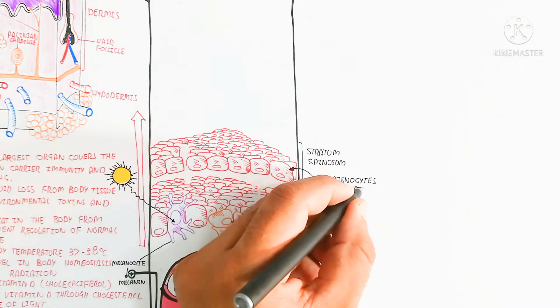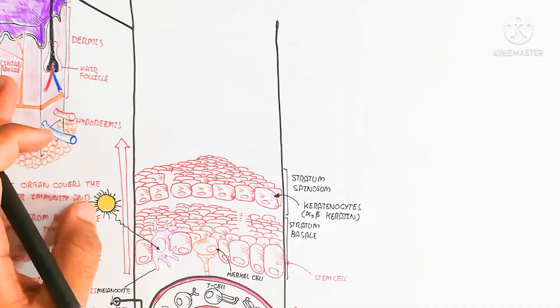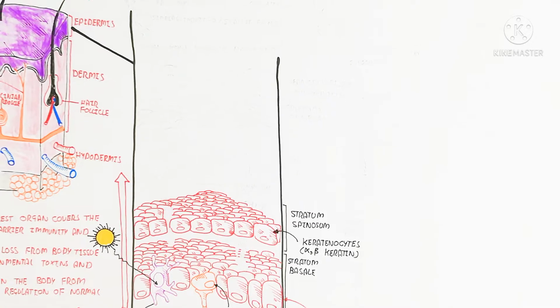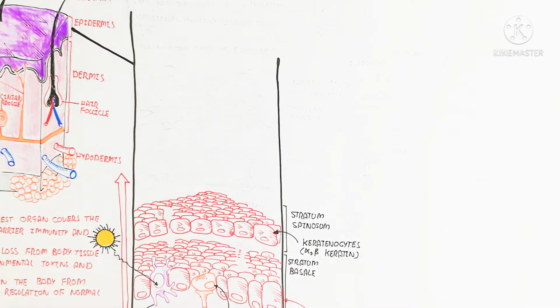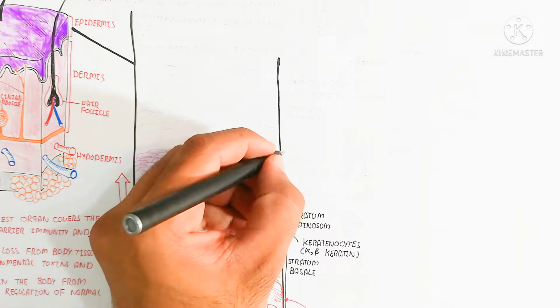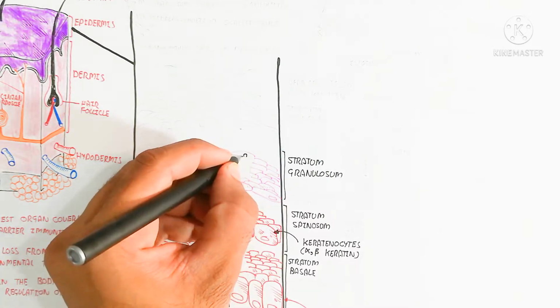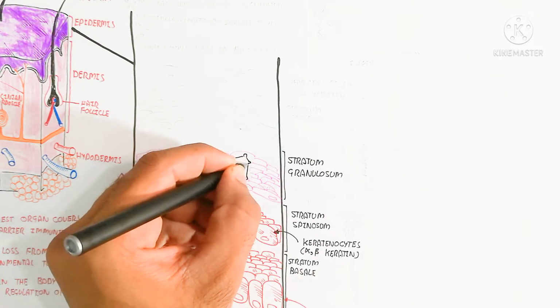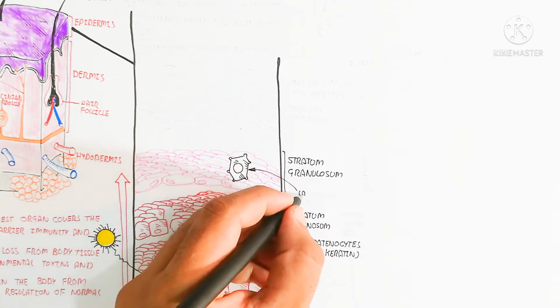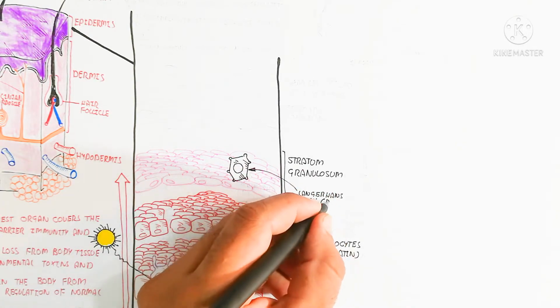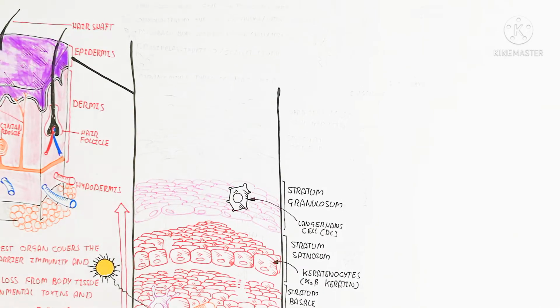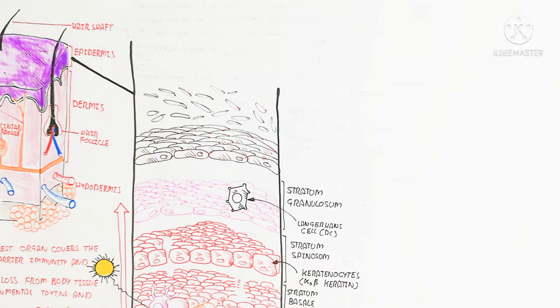So here is the stratum spinosum. The stratum spinosum is the upper part of the stratum basale, and contains keratinocytes, with alpha or beta keratin on the basis of the different animal. The upper part is also the stratum granulosum. The stratum granulosum also contains a plasmocyte or dendritic cell. It is also known as the Langerhans cell or dendritic cell, which is used for the recognition of the pathogen.